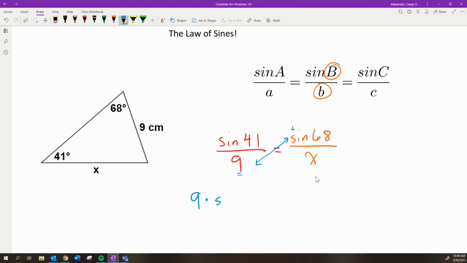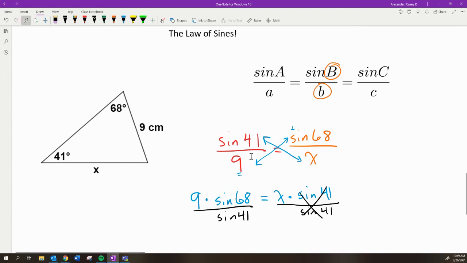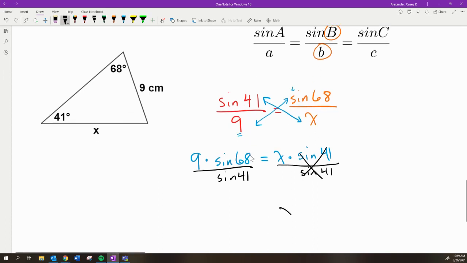So in our case, 9 times the sine of 68 degrees will be equal to the other cross product, right? This denominator is x, and the numerator is the sine of 41 degrees. So I did the cross multiplication, and now the last step to get x by itself is to just divide both sides by this number that I can calculate, the sine of 41 degrees. And so now I've done all the algebra that I needed to do to isolate x, and the rest of the work is just using a calculator. And you have to be pretty careful there, so I'll demonstrate that in a moment. But x is going to be 9 times the sine of 68, and then I take that number and divide it by the sine of 41 degrees.